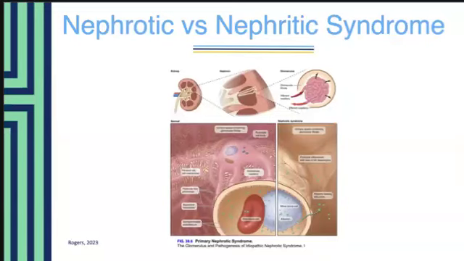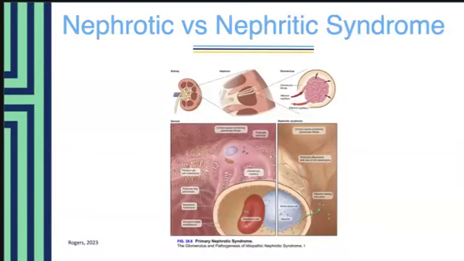Now, in contrast, nephritic syndrome involves inflammation and damage to the glomeruli, causing hematuria, or blood in the urine, proteinuria, hypertension, and reduced GFR, or glomerular filtration rate. It's often caused by immune mediated disorders like post streptococcal glomerulonephritis, IgA nephropathy, or even rapidly progressive glomerulonephritis. So remember, the key differences are the presence of hematuria and hypertension in nephritic syndrome, and the predominance of edema and hyperlipidemia in nephrotic syndrome.